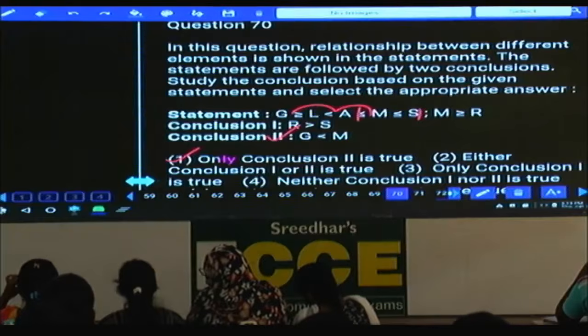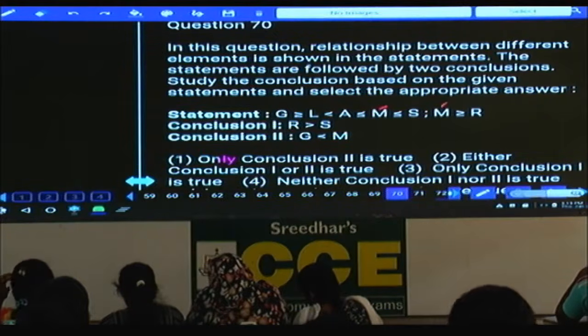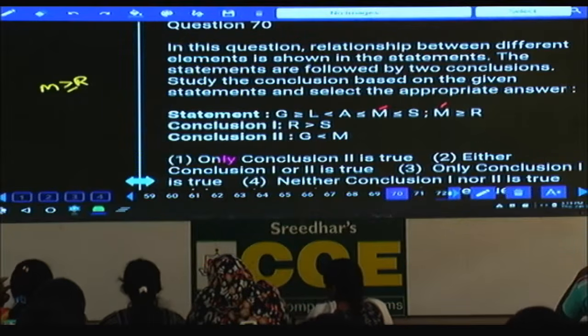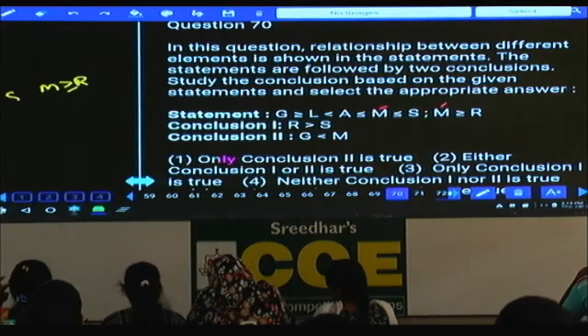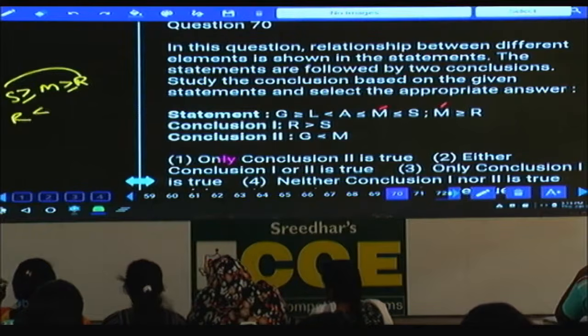Then coming to question number 70, the relation between R and S. Now which letter is common here? M is common. Now M greater than or equals to R. M lesser than or equals to S means S greater than or equals to M. S greater than or equals to M, M greater than or equals to R. Hence S greater than or equals to R. That is R lesser than or equals to S.